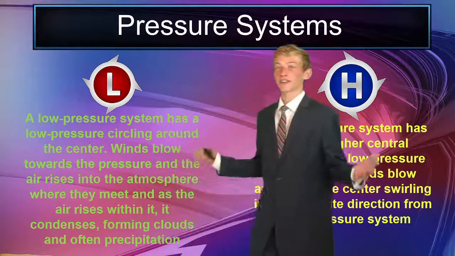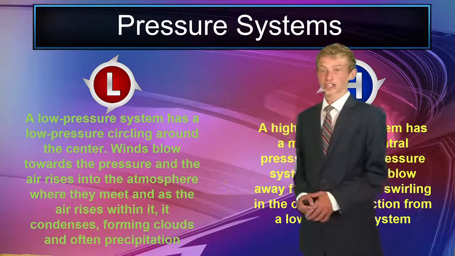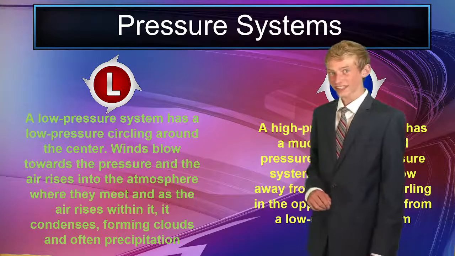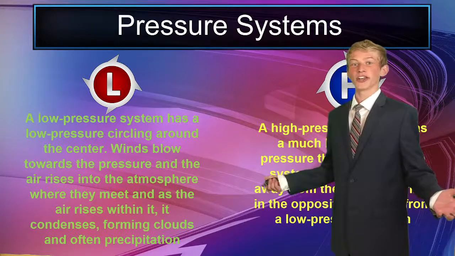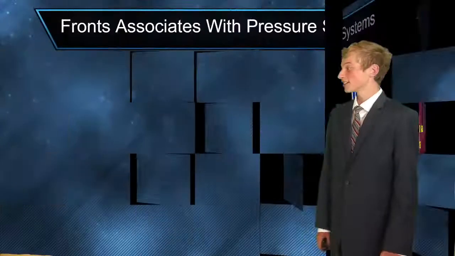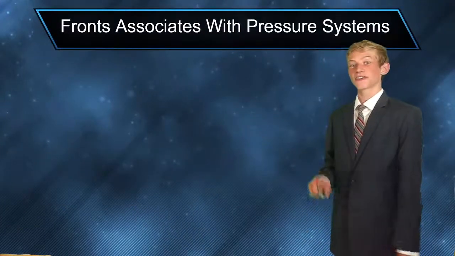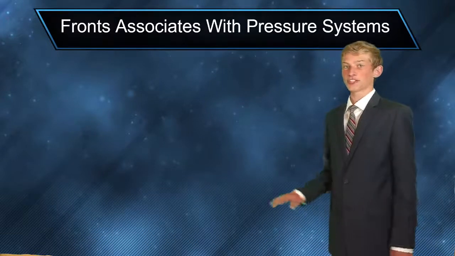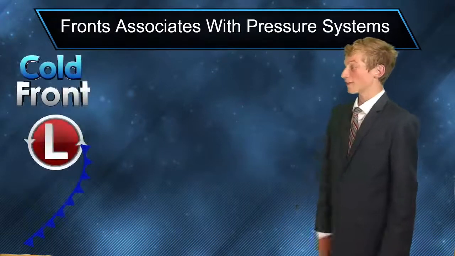Now, whenever there are troughs in the jet stream pattern, we have low pressure systems, and I said cold front in the beginning of this video. Some of you might be going, what the heck is a cold front? Well, I'm about to tell you. There are 4 to 5 different fronts that are associated with each type of pressure system. First off, we have a cold front.